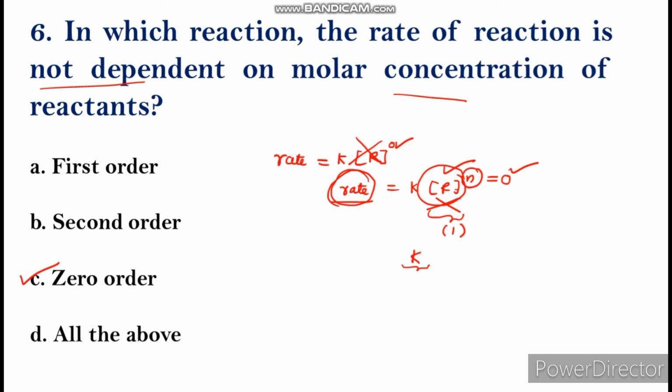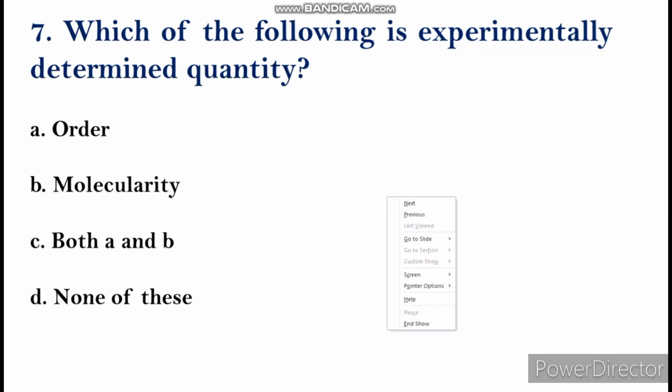Now that's the sixth question. Now let's see the seventh question. Which of the following is experimentally determined quantity? Order, molecularity, both A and B, none of these. See here, what is meant by experimental quantity? This means just by looking at the reaction, you cannot tell one of these two quantities, molecularity or order. Molecularity we can directly tell by looking at the reaction, because molecularity gives you the number of reactant molecules in the given balanced chemical equation.